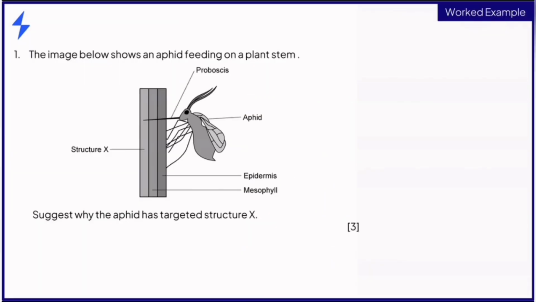This example exam question shows an image of an insect called an aphid feeding on a plant stem by inserting its mouthparts into a structure labelled as structure X. The question asks us to suggest why the aphid has targeted structure X. Note the command word suggest here.